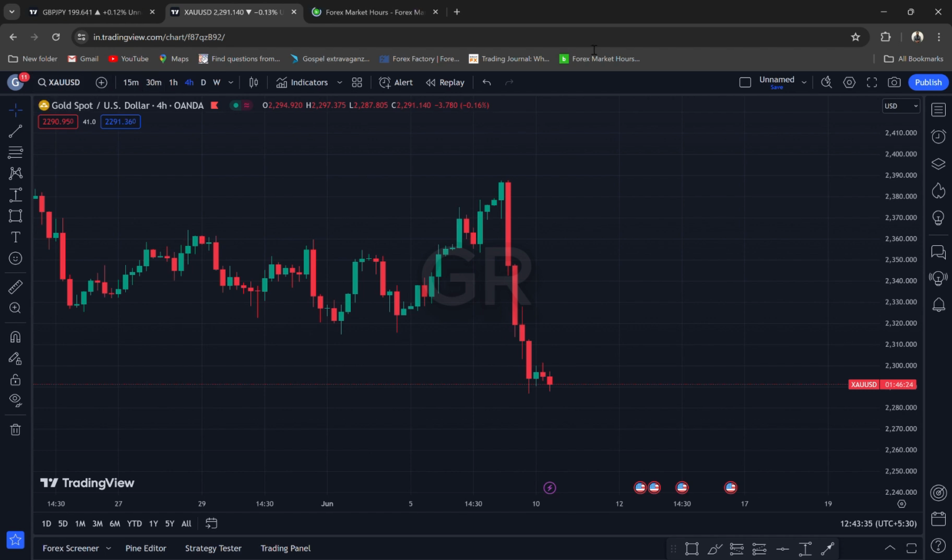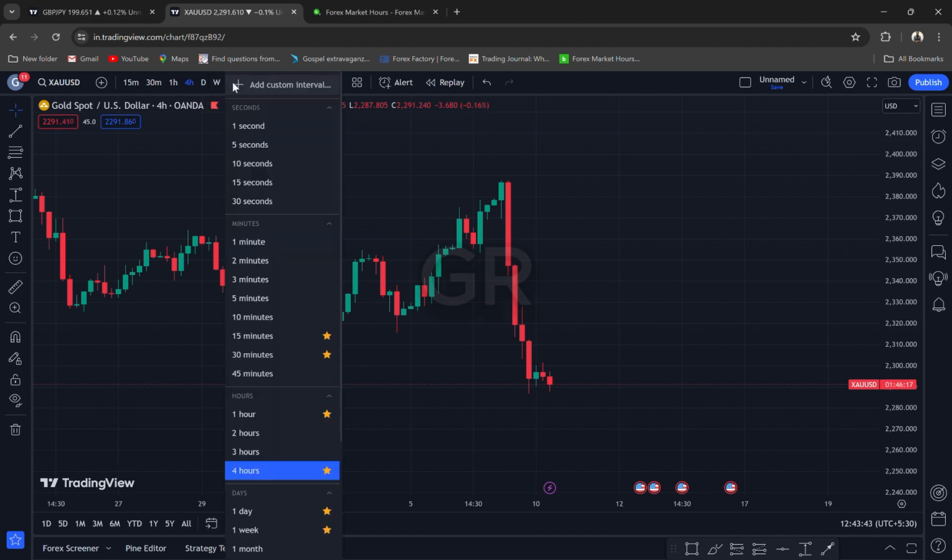Basically, you have to open tradingview.com, and I've opened this XAUUSD chart. First of all, what is the time frame that you need? You can see I have 15 minutes, which I've just marked and added to favorites.